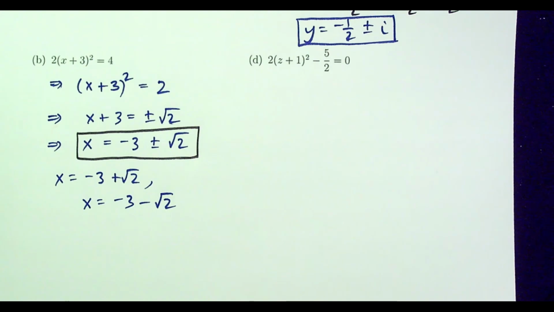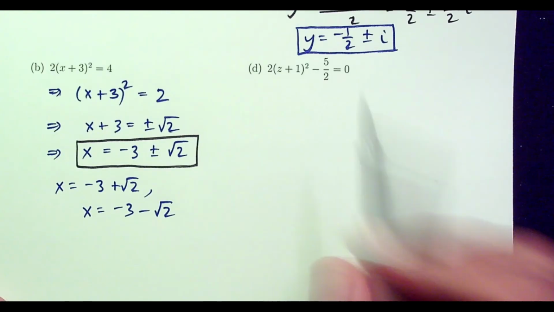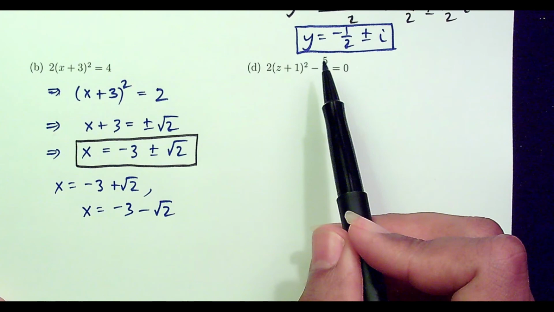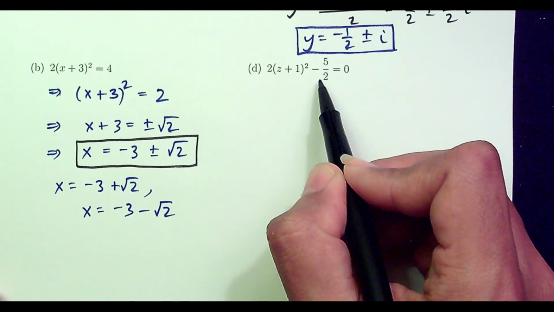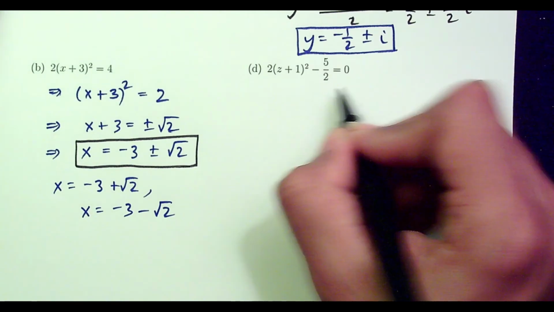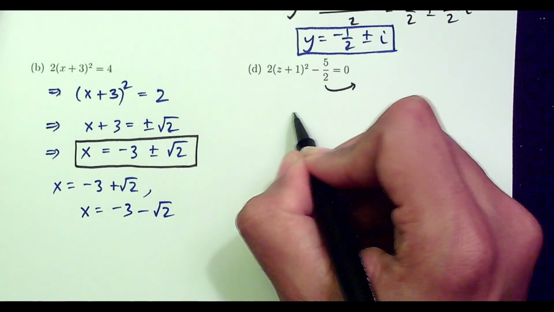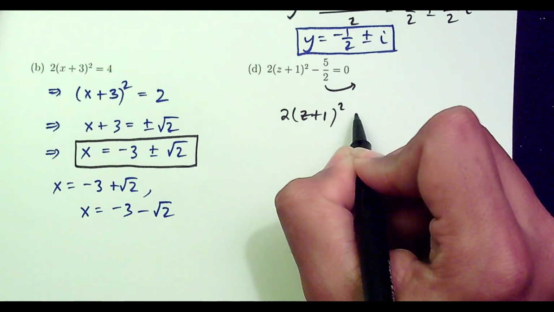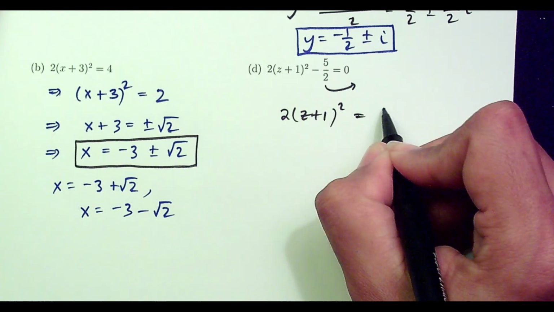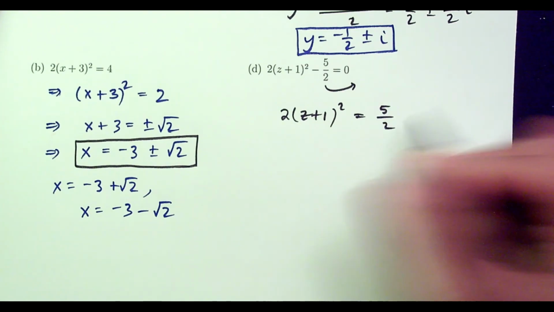Okay, and let's do one last example of the square root property or the square root method. So I want something squared all by itself equals a number. So this thing needs to move. You need to move this to the other side because I need the thing that is squared all by itself. So moving that to the right becomes positive 5 halves.